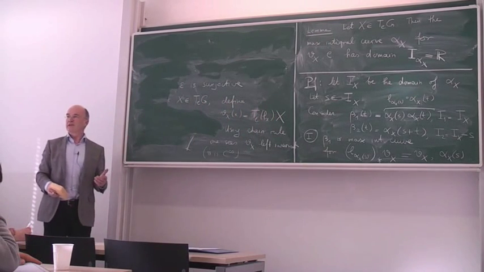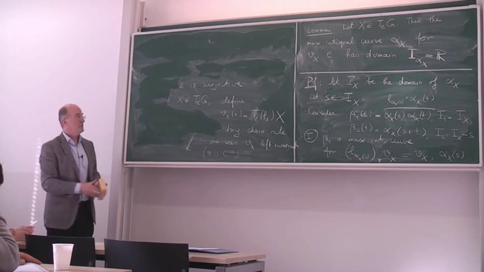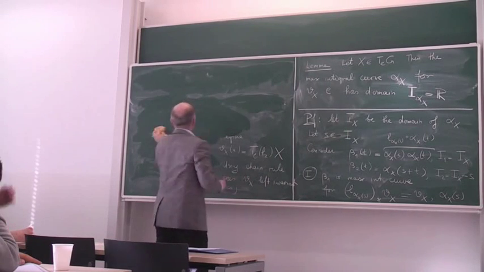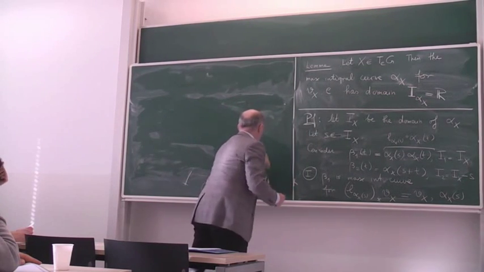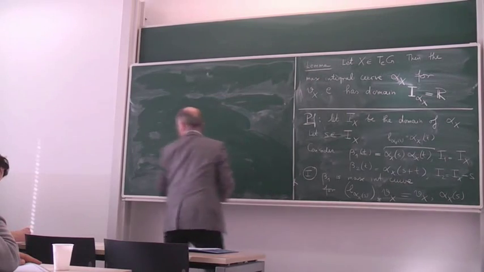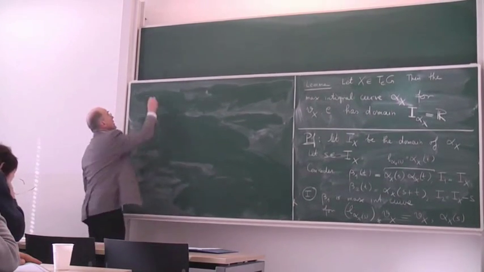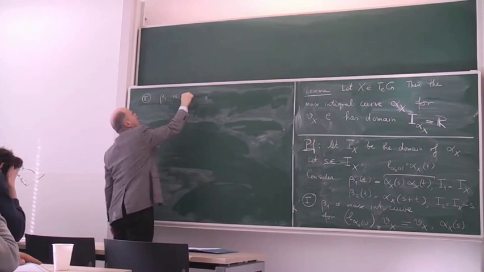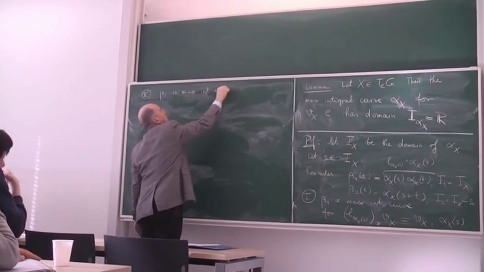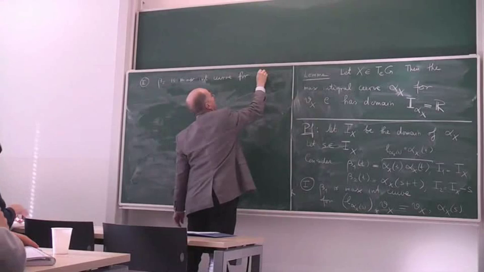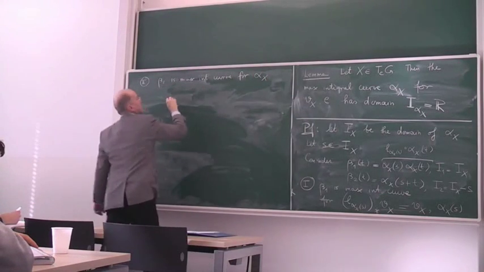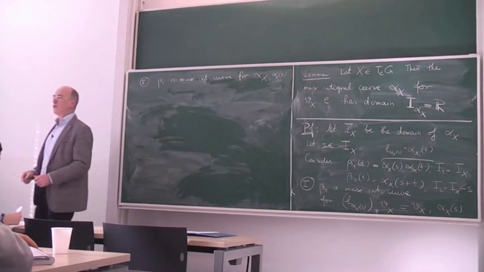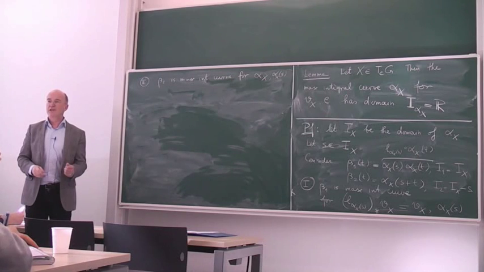And now the idea is to apply the second general principle to the curve beta 2. So now we apply 2, and then we have that beta 2 is the maximal integral curve for alpha x as well, but with initial point alpha x of s. So it is the maximal integral curve for the same vector field and the same initial point.